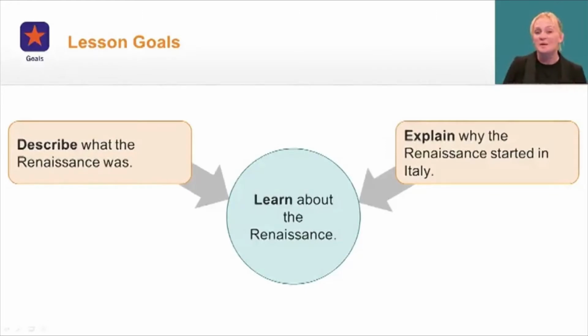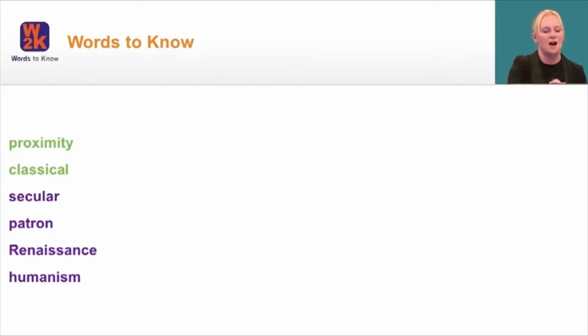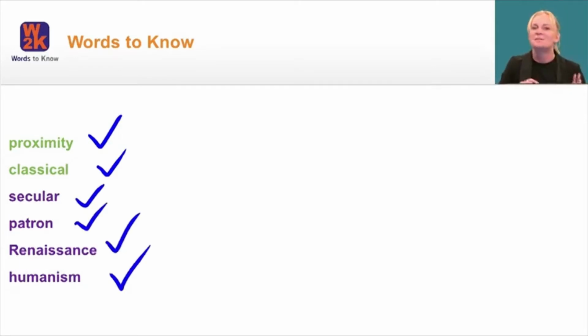Today's goal, we're going to learn about the Renaissance. First, we need to describe what the Renaissance actually was, and then we need to explain why the Renaissance started in Italy. As we go through this lesson, there are some vocabulary words I want you to pay special attention to. First, your academic words are proximity and classical. Your domain-specific words are secular, patron, Renaissance, and humanism. Make sure that you listen for those words.